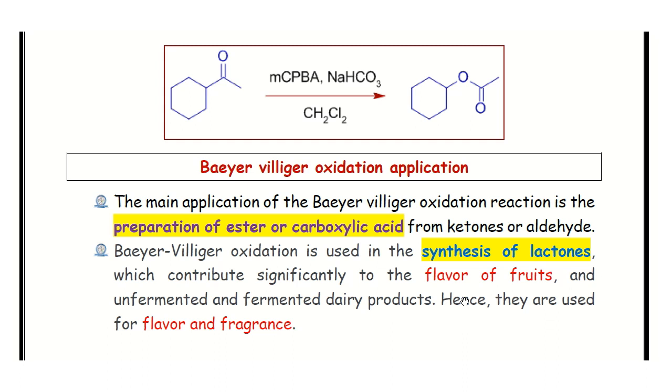So now let's check out the applications of Baeyer-Villiger oxidation. Baeyer-Villiger oxidation is important. Why? Because it is useful for the preparation of esters, preparation of carboxylic acids, and synthesis of lactones. The lactones are responsible for the flavors and fragrance of different fruits and different fermented and unfermented dietary products. And the esters and carboxylic acids are used in the synthesis of various pharmaceutical agents, drugs, medicines, and other essential organic compounds that will be further utilized in the synthesis of drugs.